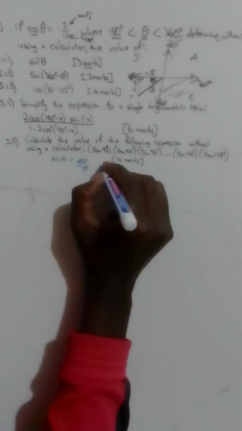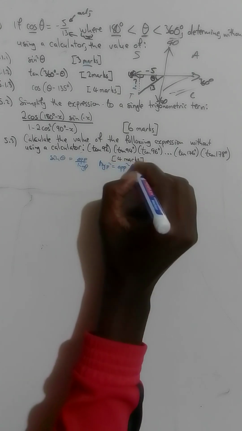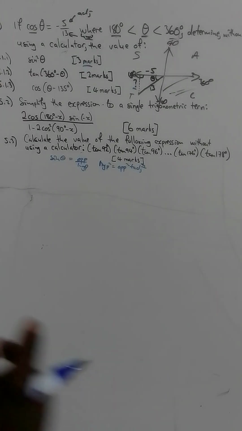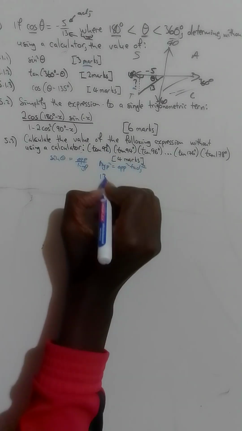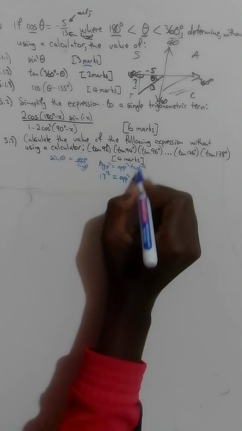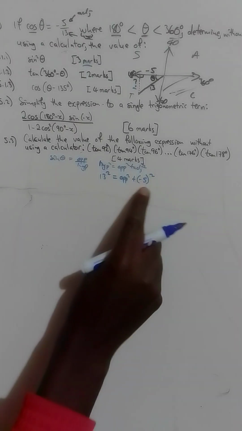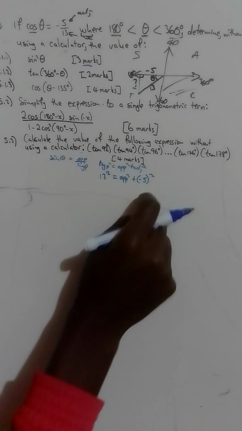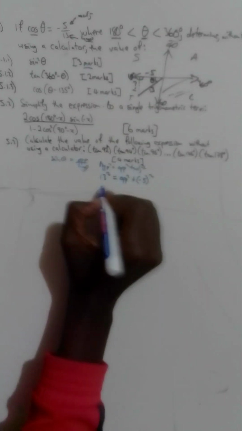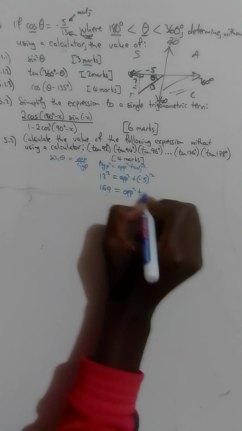But remember, I said we do not have the opposite, which means now we have to use our Pythagoras theorem. So Pythagoras theorem states that hypotenuse squared is equal to opposite squared plus adjacent squared. In this instance, my hypotenuse is 13. So 13 squared is equal to opposite squared, which is what I'm looking for, plus my adjacent, which is negative 5. So I open the bracket, I say negative 5 squared. Now this negative 5, when it's inside the bracket, gives us a positive 25. And 13 squared gives us what? 169. So I've got 169 is equal to opposite squared plus 25.